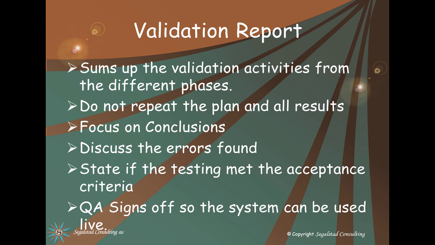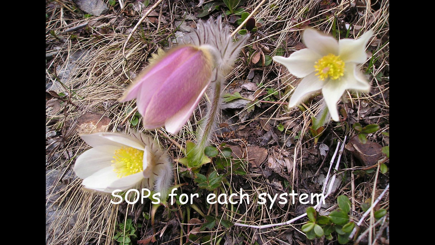So the validation report will sum up the validation activities from the different phases, does not repeat the plan and the results, focus on the conclusions, discuss the errors that have been found, and state if the testing met the acceptance criteria. Quality assurance persons sign it off, meaning that the system can now be used live.